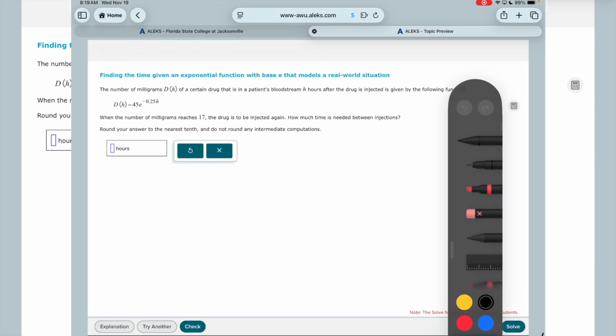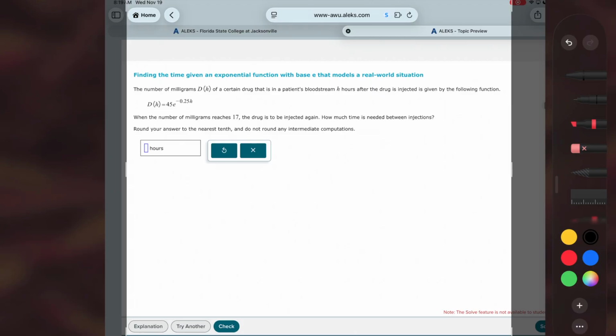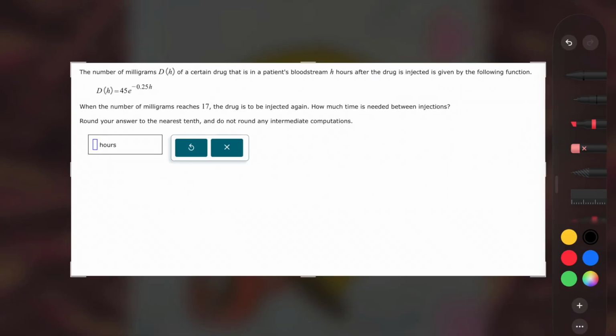All right, the number of milligrams D of H of a certain drug that is in a patient's bloodstream after H hours is injected by the following formula. Write the number of milligrams when it reaches 17. Okay, so this is when it's D of H. So that is my D of H. So I do 17 equals 45 E to the negative 0.25 H.